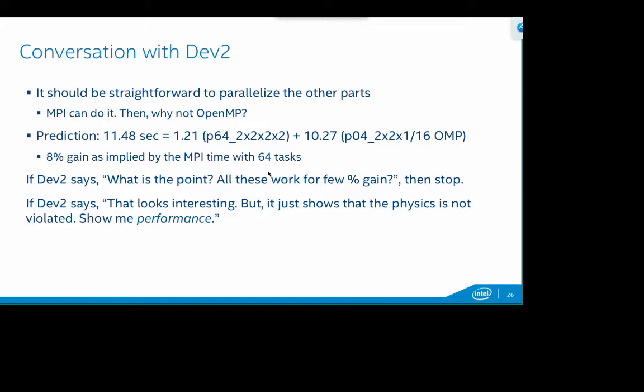Our counterpoint is that, yes, it might not be a big deal on this machine, but try this one on KNC or KNL. You will see a huge difference. And of course, the better scenario we are seeking is that Dev is quite okay. I mean, it's very interesting.